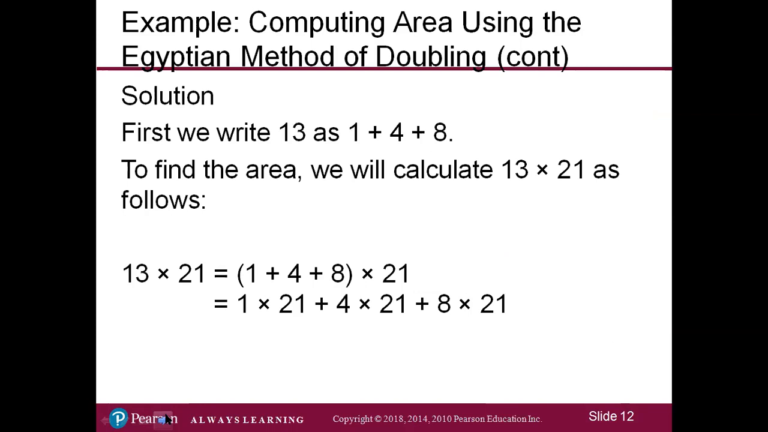We first write 13 as 1 plus 4 plus 8. To find the area, we will calculate 13 times 21 as follows. Turn the 13 into 1 plus 4 plus 8, and then multiply using the distributive property, so that we have 21 times 1 plus 21 times 4 plus 21 times 8.